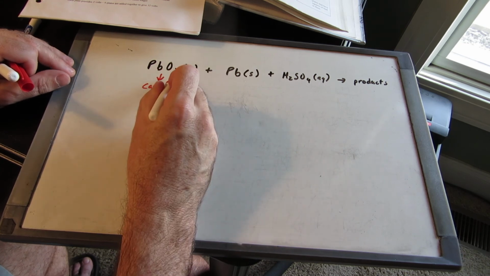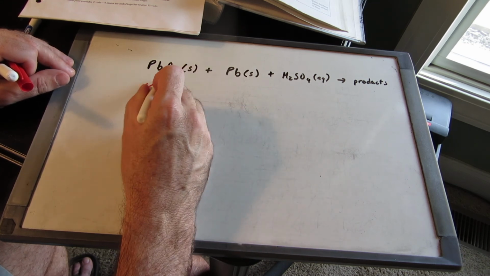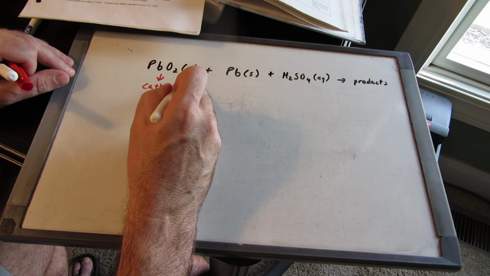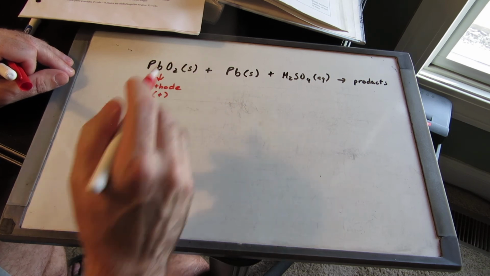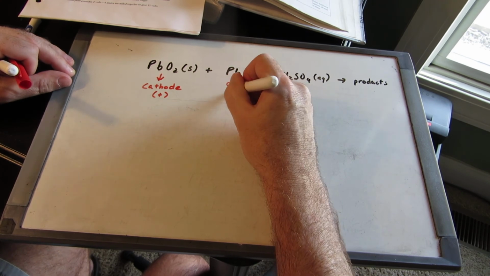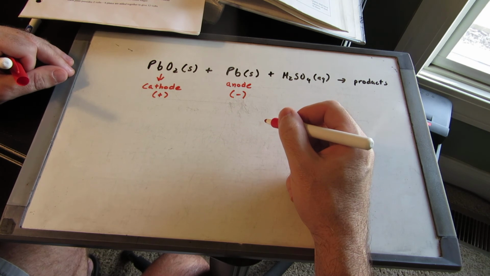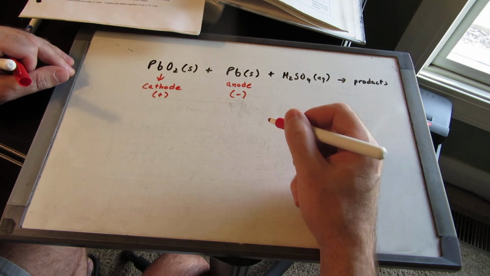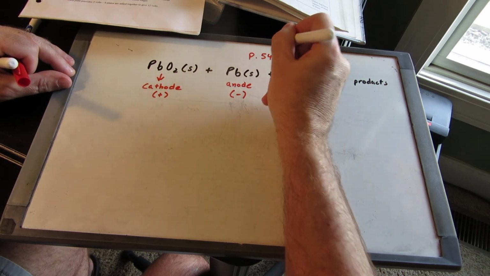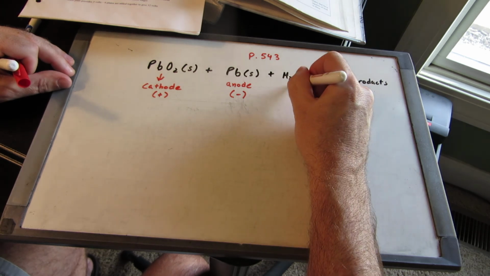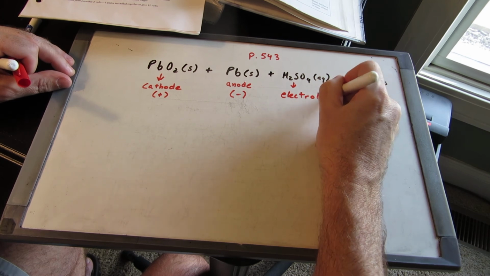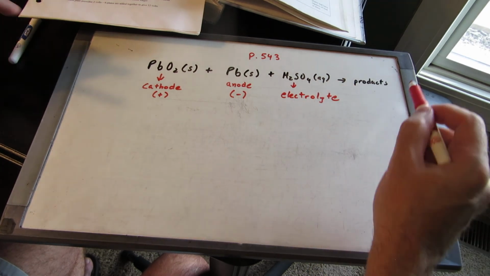Electrons are flowing to the solid lead oxide cells, so it's the positive side. And you need to know that the lead is the anode. You just need to know that for the test, and that is on page 543. Just make sure you read over that. And the electrolyte, this is like a salt bridge. It's a source of ions. The electrolyte is sulfuric acid, which a lot of people just call battery acid.